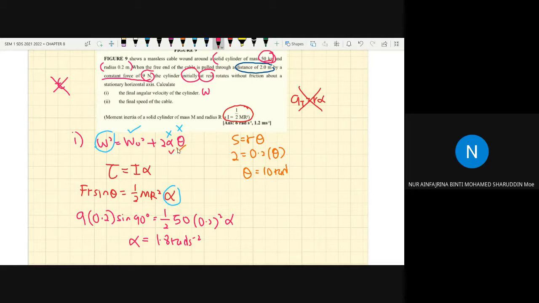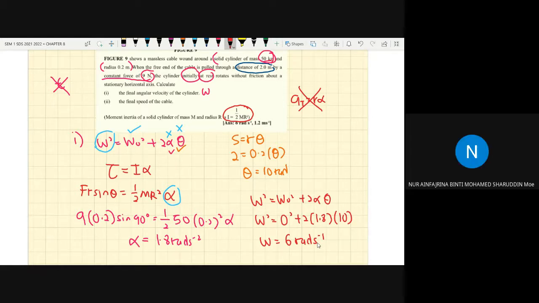Now we already have our angular acceleration. Just substitute it into this formula: omega squared equals omega naught squared plus 2 alpha theta. So we want to find our final angular velocity. Initial we know is zero, angular acceleration is 1.8, and angular displacement is 10. Press the calculator and square root it, you will get 6 radian per second. Okay, can? Can.